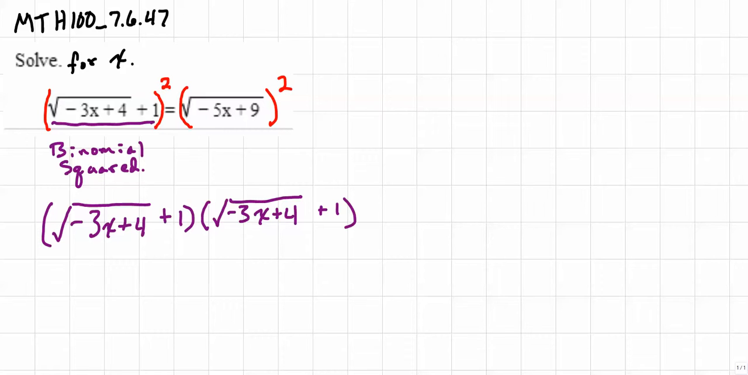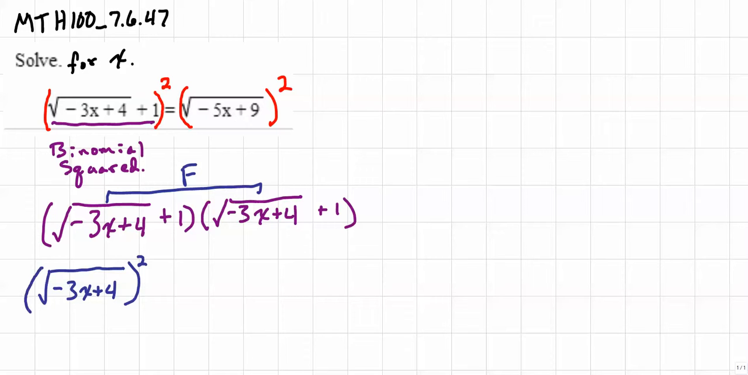Using the FOIL method, we're going to multiply our first terms together, and that will be the square root of negative 3x plus 4. And I'm just going to simply write it as quantity squared since I'm multiplying the two together. Then we will multiply our outside terms, which is going to be 1 times the square root of negative 3x plus 4.